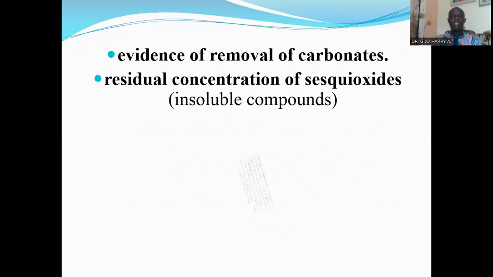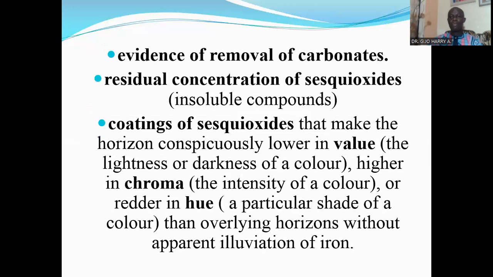Then the B horizon has coatings of sesquioxides that make the horizon conspicuously lower in value, higher in chroma, or redder in hue than the overlying horizon without apparent illuviation of iron. So the coatings of sesquioxides make the B horizon reddish in color, even without the presence of iron.